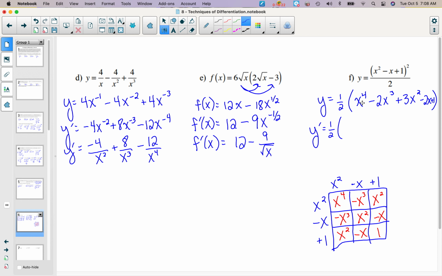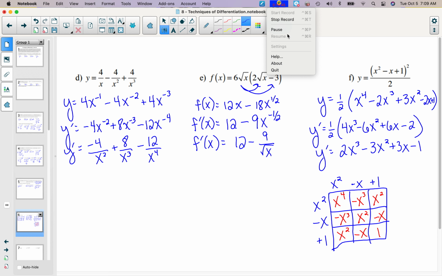And now you apply the power rule to each piece. So we get 4x cubed minus 6x squared plus 6x minus 2. Then remember, the derivative of a constant is 0. And because they're all divisible by 2, we may as well fix that. So we get 2x cubed minus 3x squared plus 3x minus 1. So this is just a strategy to help you organize if you have to multiply something out like that.